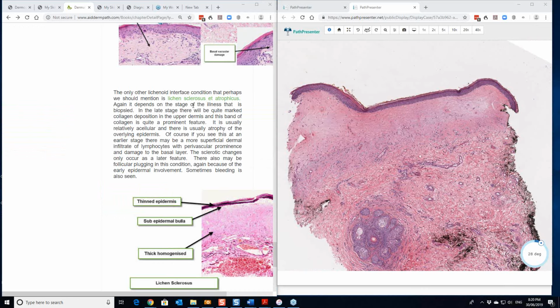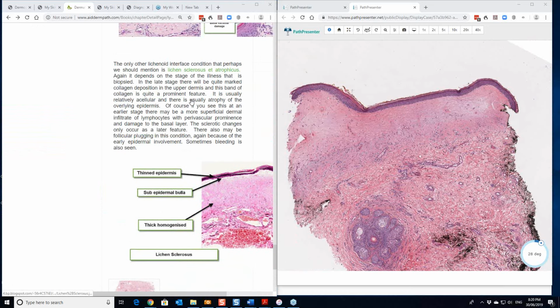The only other condition that can show a sort of mild lymphocytic infiltrate at the dermoepidermal junction, with basal vacuolar damage, is lichen sclerosus. Now, lichen sclerosus, I don't think we've got any pictures there. Let me show you some pictures of it first.